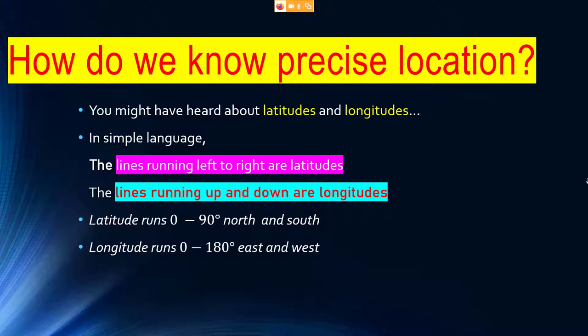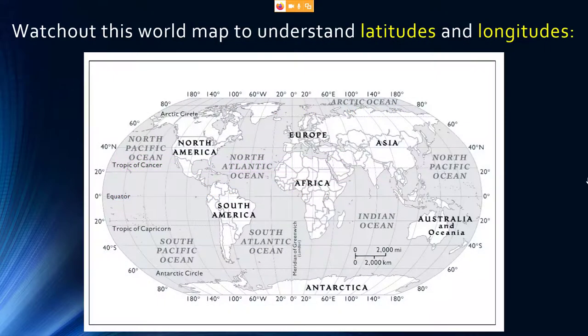Latitude runs from 0 to 90 degrees north and south. So upside 90 degrees and downside 90 degrees, plus 90 degrees or minus 90 degrees, that is the idea behind latitude. And longitude starts with 0 degrees, and then you go half circle, that is a semicircle, which is 180 degrees. So from east to west, you consider 0 to 180 degrees. This is the basic idea about latitudes and longitudes.